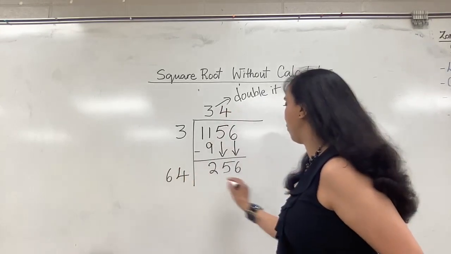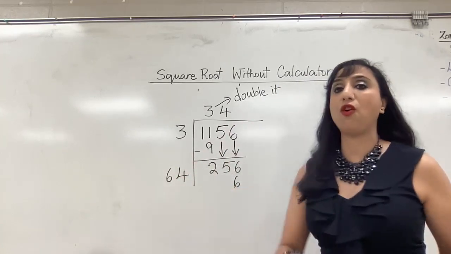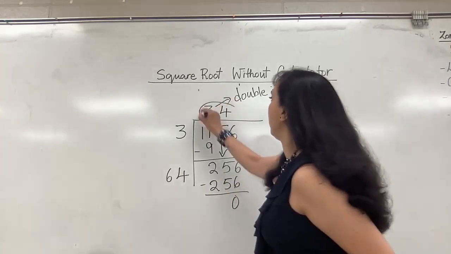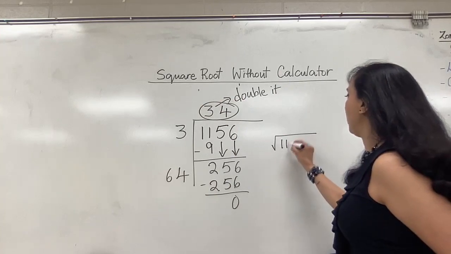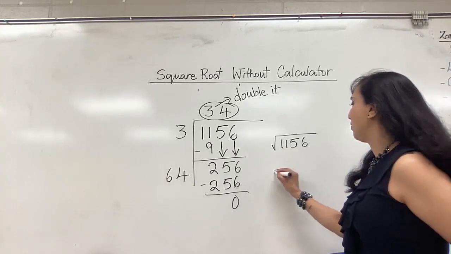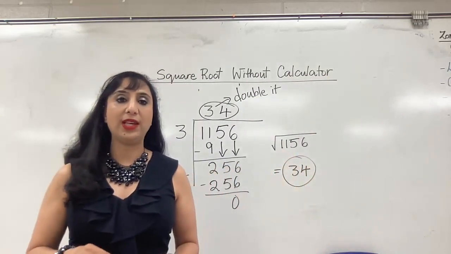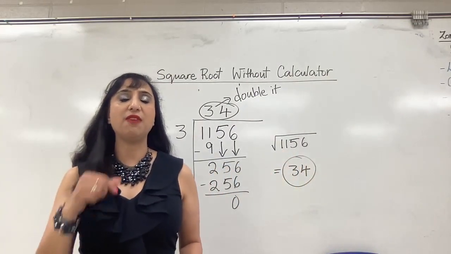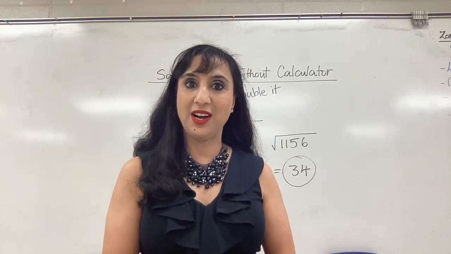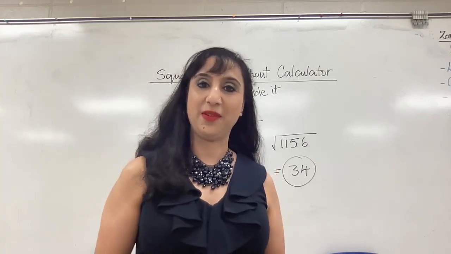64 times 4. 4 times 4 is 16, and I carry over 1. 4 times 6 is 24, plus that 1 gives me 25. And so there we go. The square root of 1156 is equal to 34, because 34 times 34 gives me 1156. So this is just a very simple trick to solve square roots without a calculator, because on math team competitions we are definitely not allowed a calculator. All right, have a nice day.